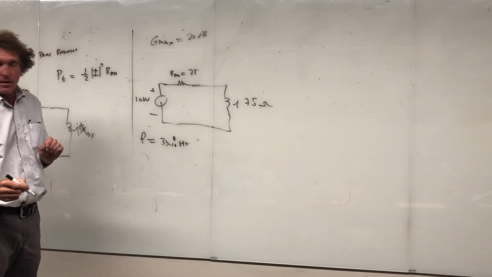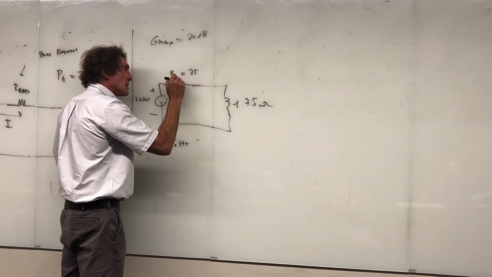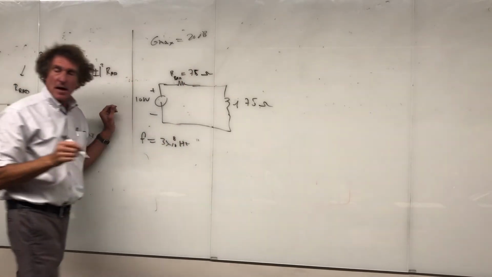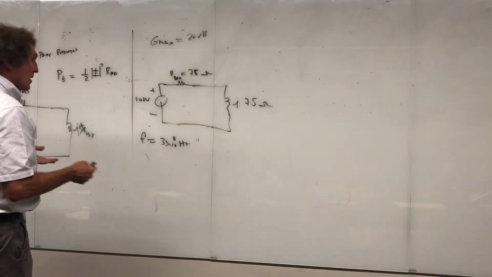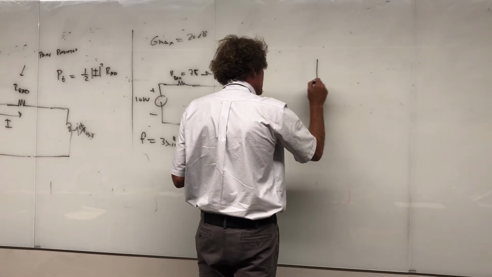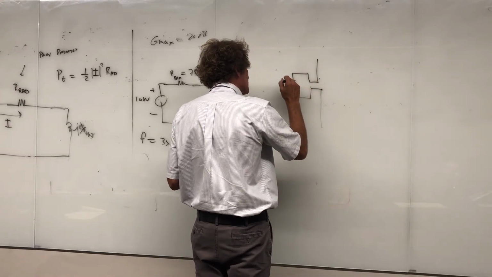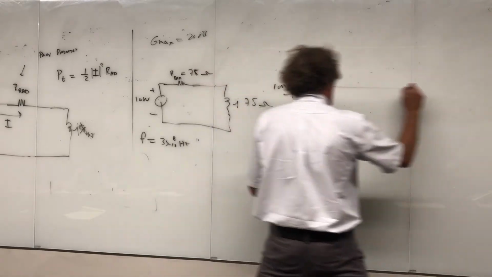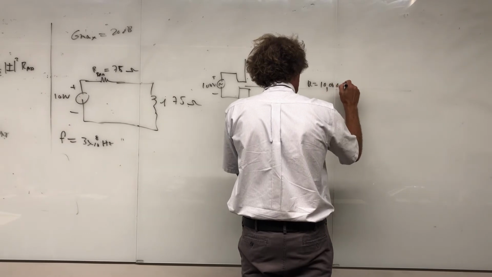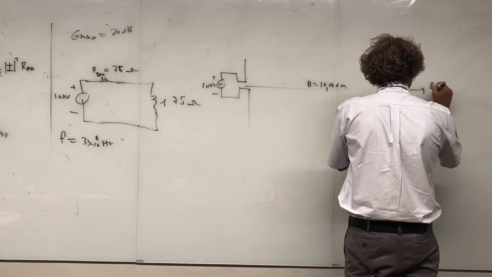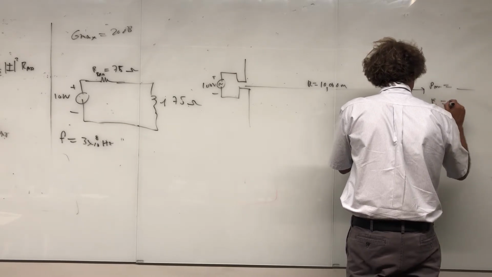What's the value of the resistor? It's the radiation resistance, R rad, equal to 75 ohms. I make them both the same just to make my life easy. Here's the actual antenna. I've got a 100 volt source. Now at R equals 10,000 meters, I want to know the average power density, and the magnitude of the electric field out here.